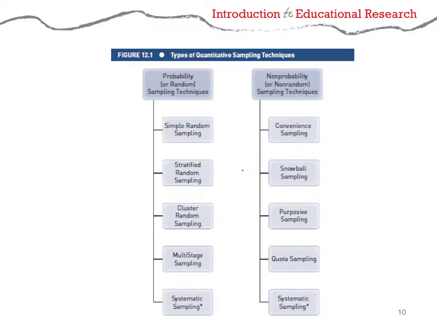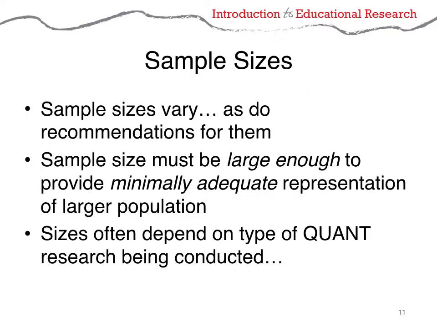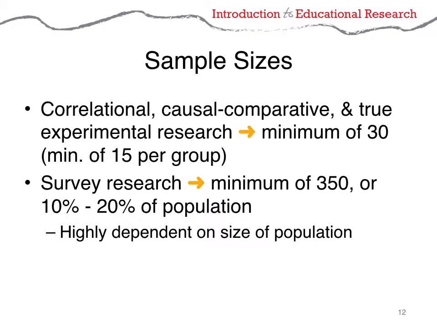So here you see a graphic showing those probability and non-probability sampling techniques. On the biggest picture, I just want you to know that with group designs, causal comparative designs, and correlational designs, this sampling is so vital. The sample sizes are going to vary. They must be large enough to provide minimally adequate representation of the larger population. And the sizes definitely depend on the type of quantitative research that you're doing.